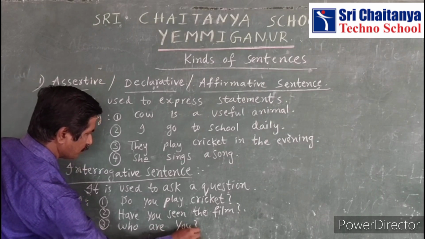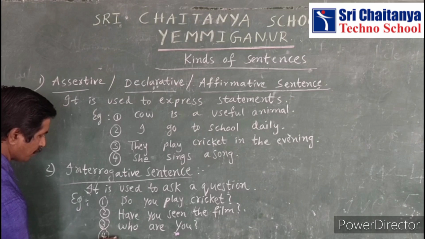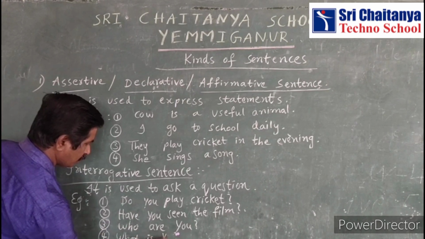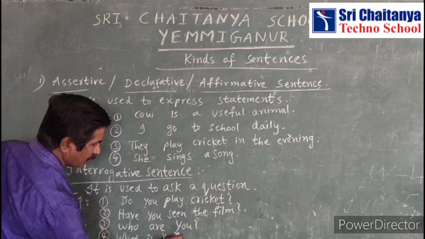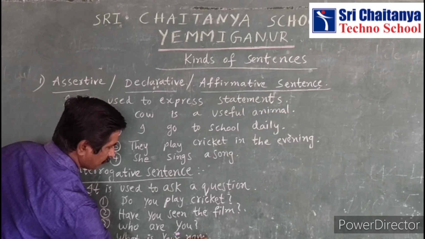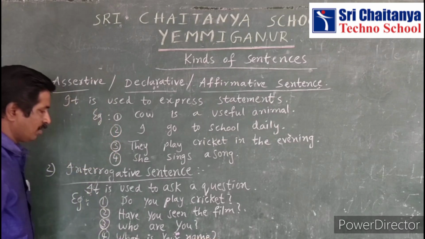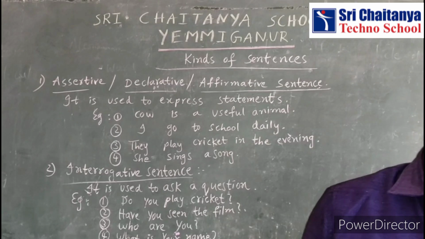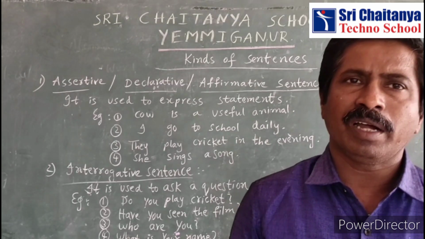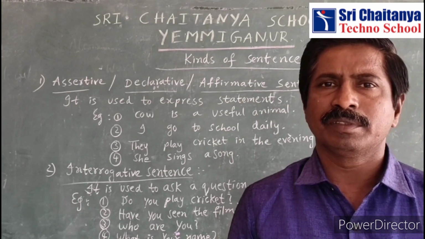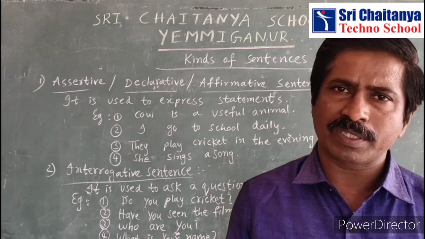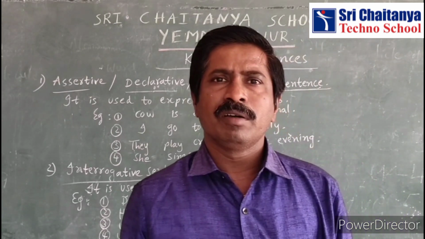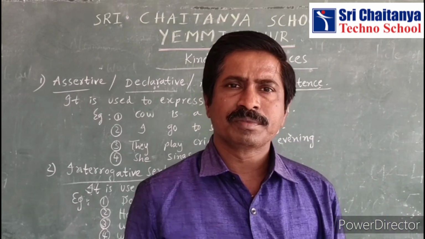Who are you? Fourth example, what is your name? The first two examples come under yes or no questions, and the third and fourth come under WH word questions. You remember and recall, and practice writing more and more examples at home.